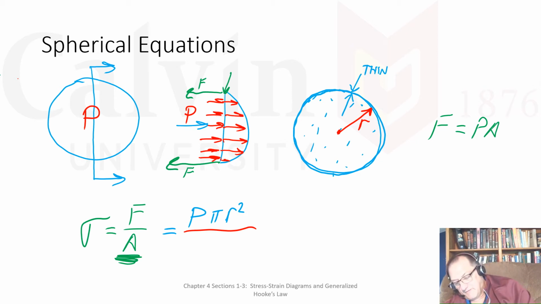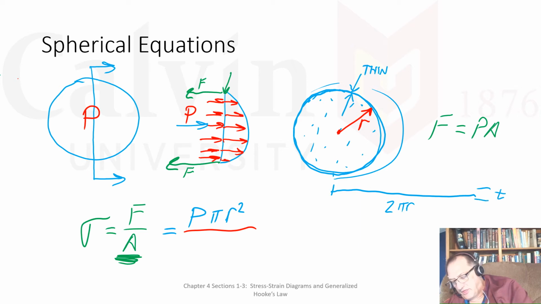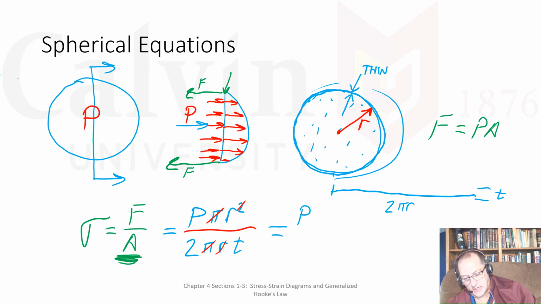Well, if I cut that again, if I took that, cut it, and rolled it out around this, then this would be 2 pi r, just the circumference, and then this is the thickness. So this is now 2 pi r times the thickness. And you can see stuff is going to cancel out. I'm going to get stuck with a P on the top. I'm going to cancel a pi, and I'm going to cancel an r. And that's going to leave me with PR over 2t. And that is my equation.